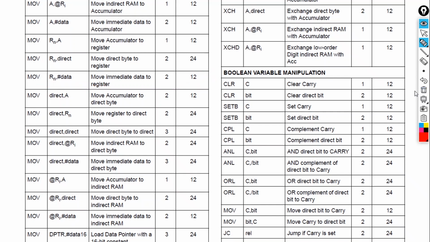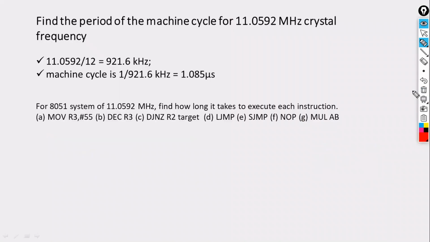One machine cycle is required to perform that operation, and again the decrement is going to be one machine cycle. Call operation and jump operation are again 2 machine cycles. No operation takes one machine cycle. And the multiplication operation, as we see, is the largest, so it is going to take 4 machine cycles.